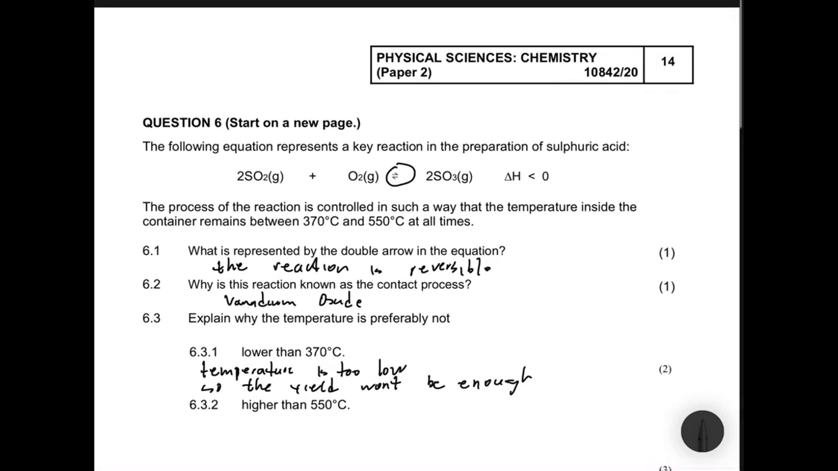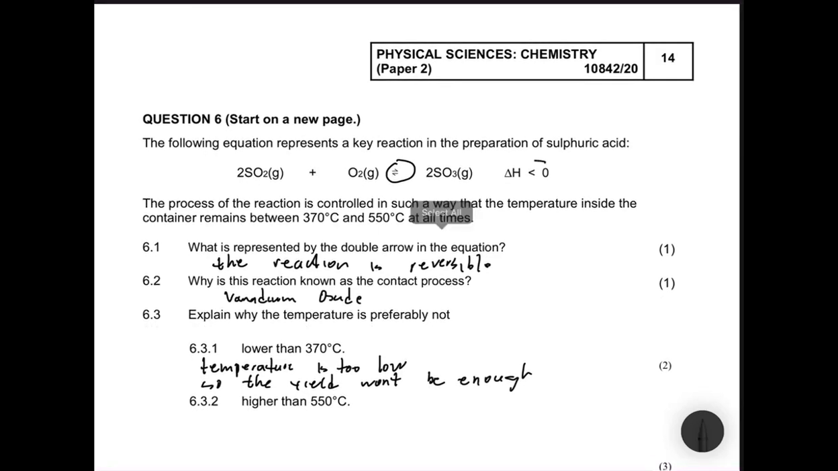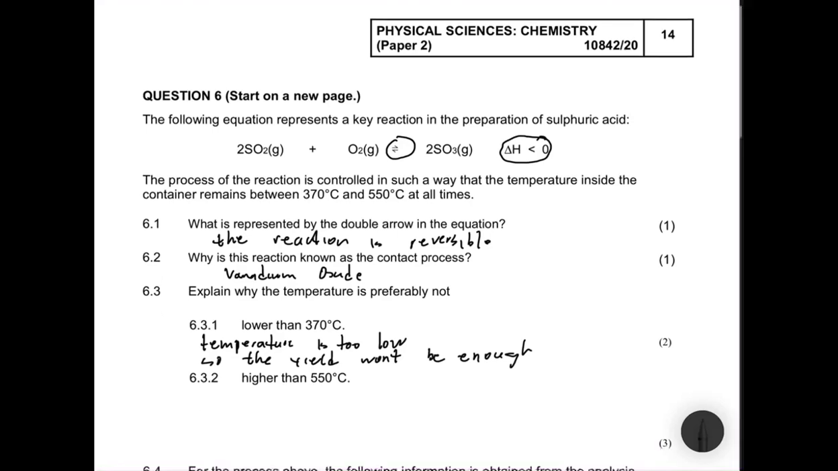6.3.2 says explain why the temperature is preferably not higher than 550 degrees Celsius. Let's look at our equation. Delta H is less than 0, right? So if you increase the temperature too much, then the reverse reaction will be favored. So you'll basically be converting your products back into reactants. And that's not what we want to achieve, right? So you must keep the temperature high enough, but you must not make it too high, because then the reverse reaction will be favored and we will get the reactants again.